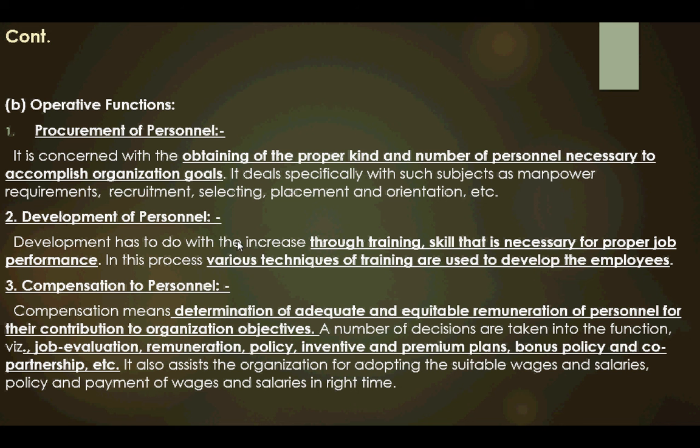bonus policies, co-partnership, etc. It also assists the organization in adopting suitable wages and salaries policies and making payments of wages and salaries at the right time. It is a major motivational factor for the personnel to get the work from them in an effective and efficient manner.